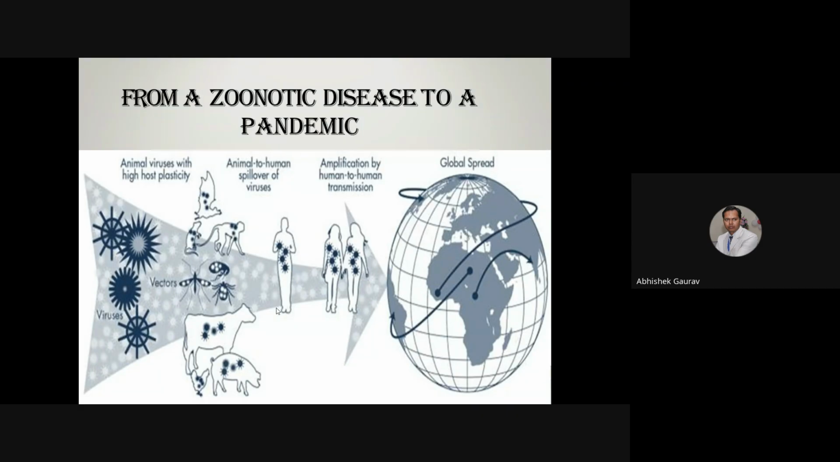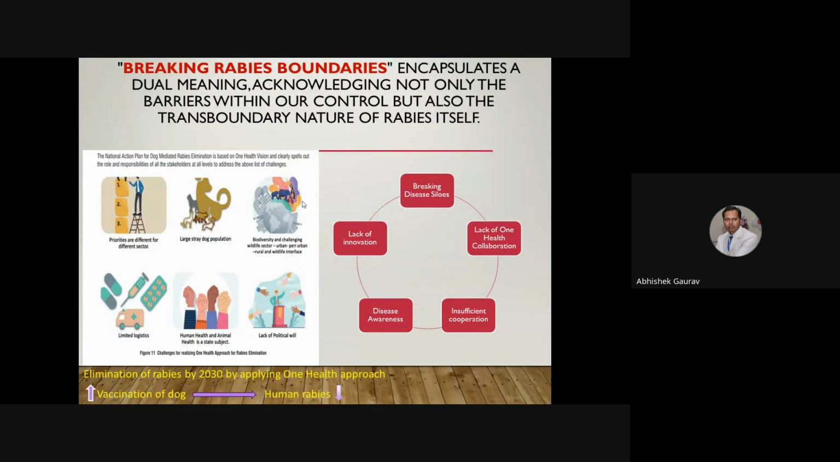Now, the transmission will take place between the human beings. There is no requirement of bats. There is no requirement of monkeys. Now, the transmission is going on between the human beings, like in the case of COVID. It started from bats, but now it is transmitting between human beings. So amplification from human to human transmission is increasing, and also it is spreading globally. Now we will take a few diseases so as to understand this concept.